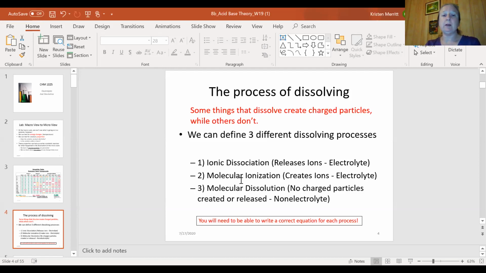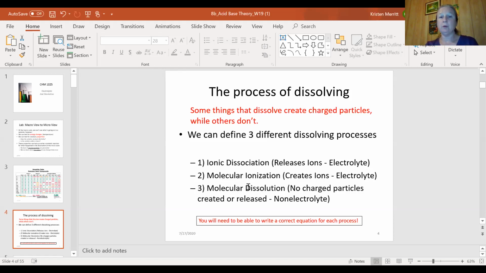The third is molecular ionization. And it is again a molecule. This is an acid base. You start with the molecule on the reactant side of your equation, and your products are ions. So it creates ions. So this also creates electrolytes. So this does not. This is a non-electrolyte. There are no charged particles in a molecular dissolution.